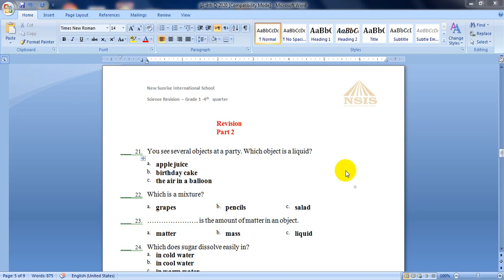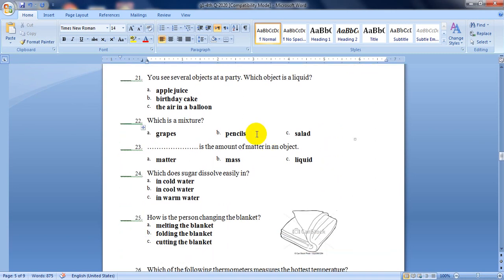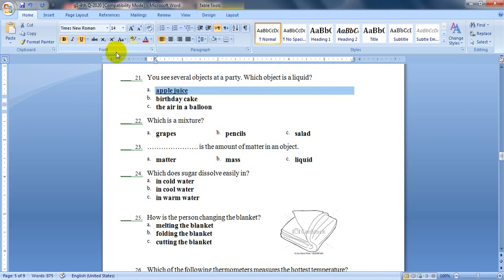Today we will start with question number 21. You see several objects at a party. Which object is a liquid? Apple juice, birthday cake, the air in a balloon. Which is a liquid? Do you remember what is a liquid? A liquid is a kind of matter that flows and takes the shape of its container. Which one here is a liquid? It is letter A, the apple juice.